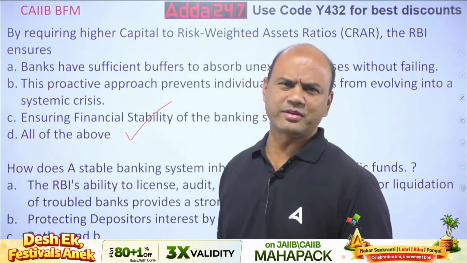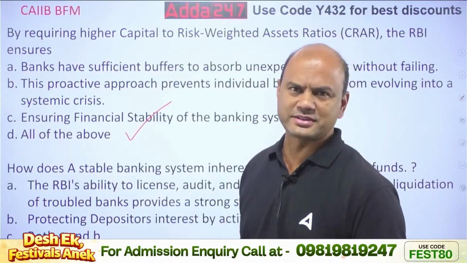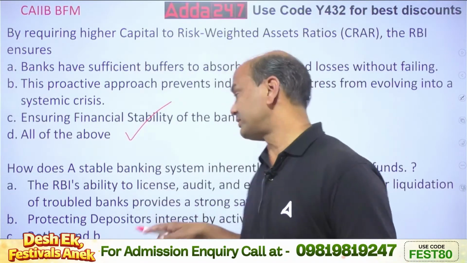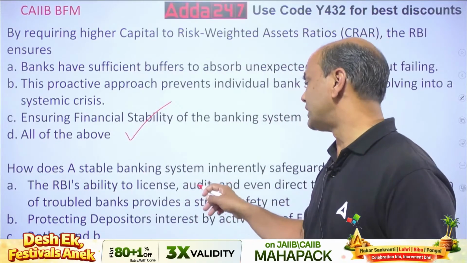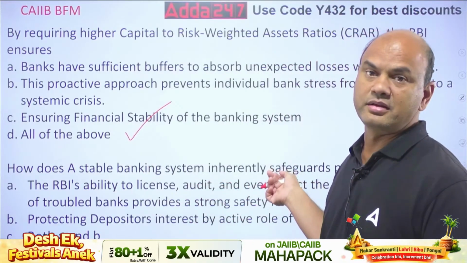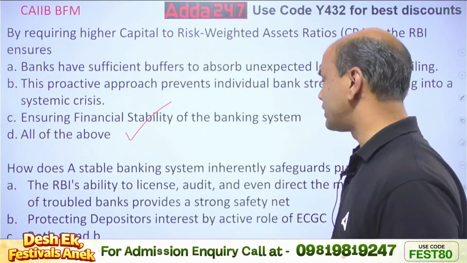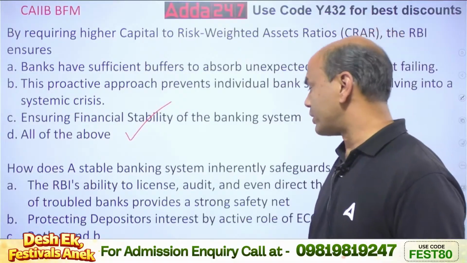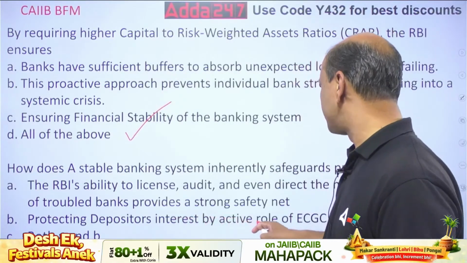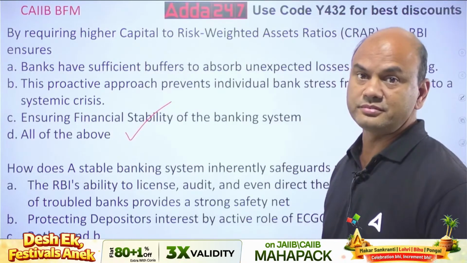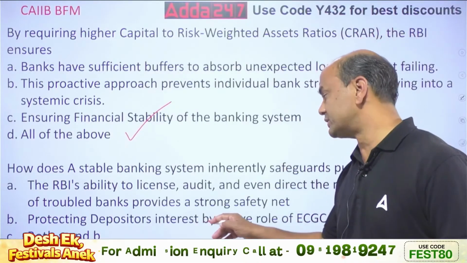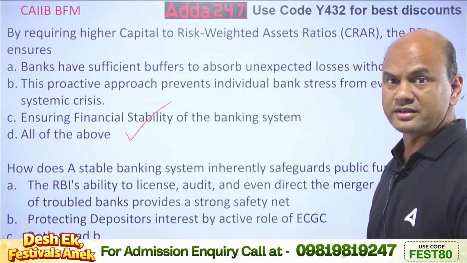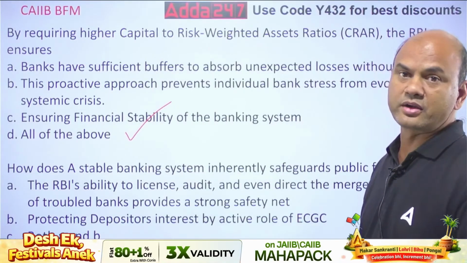See, after all, these things happen in the banking system. So the case over here is that RBI's ability to license, audit and even direct the banks to merger or liquidation has given us a strong power. Protecting depositors' interest by active role of ECGC. Right, isn't it? ECGC, Export Credit Guarantee Corporation.